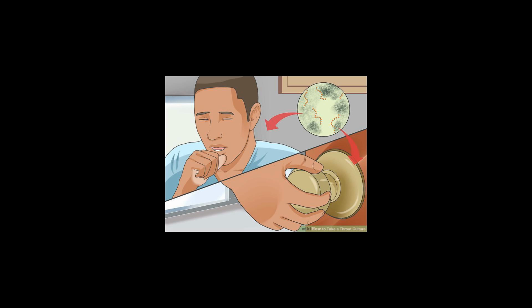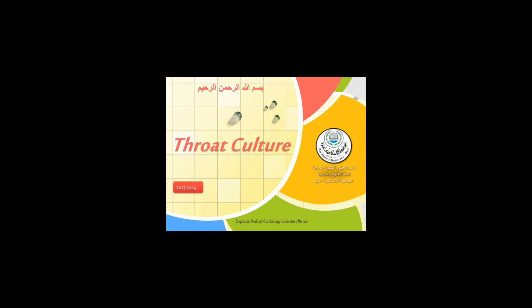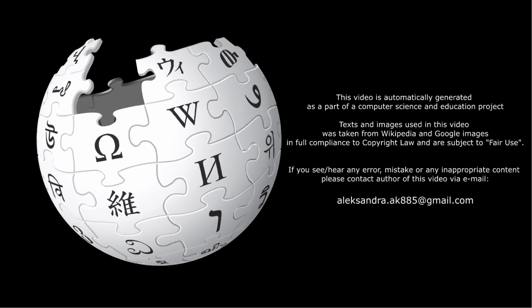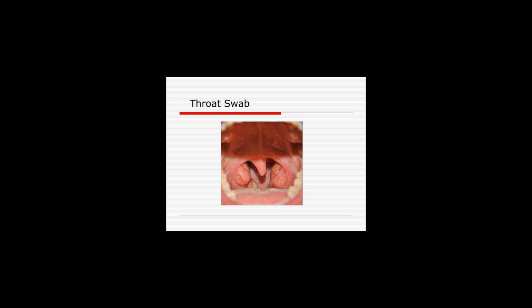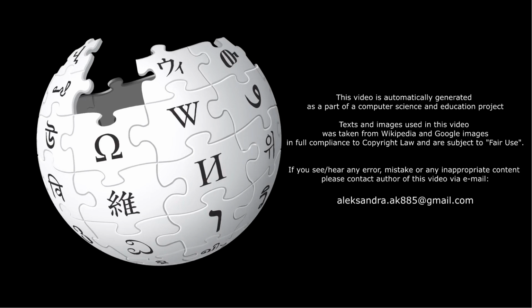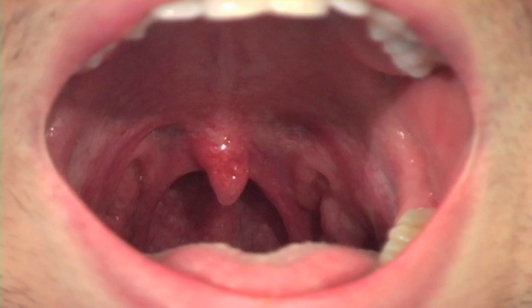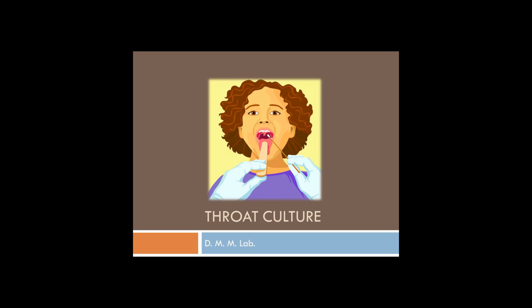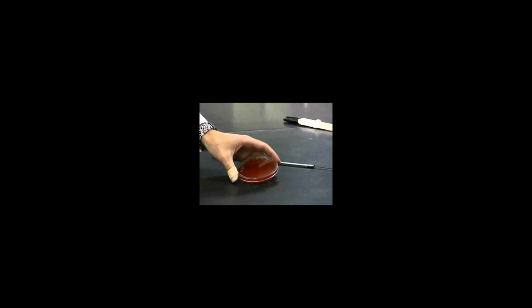Technique: the person receiving the throat culture is asked to tilt his or her head back and open his or her mouth. The health professional, usually a physician, will press the tongue down with the tongue depressor and examine the mouth and throat. A clean swab will be rubbed over the back of the throat, around the tonsils, and over any red areas or sores to collect a sample.